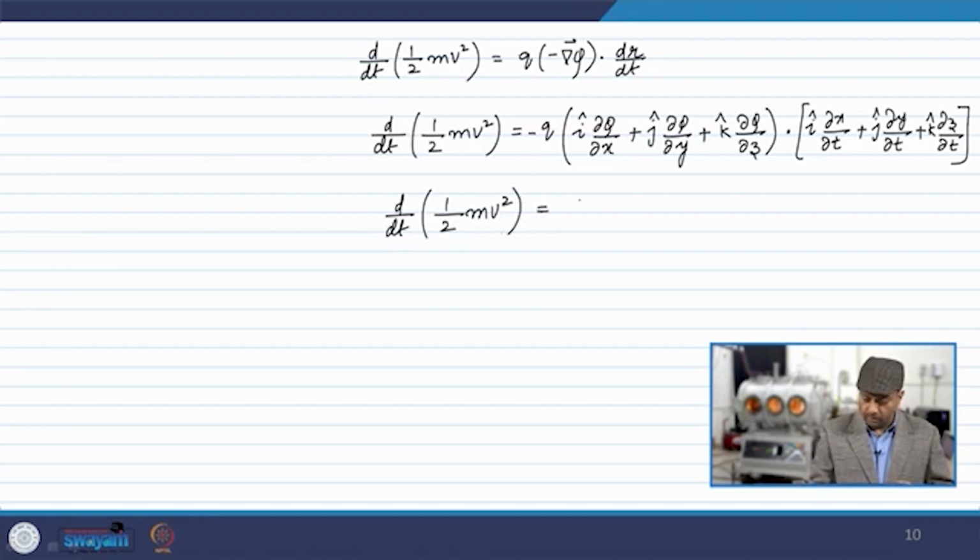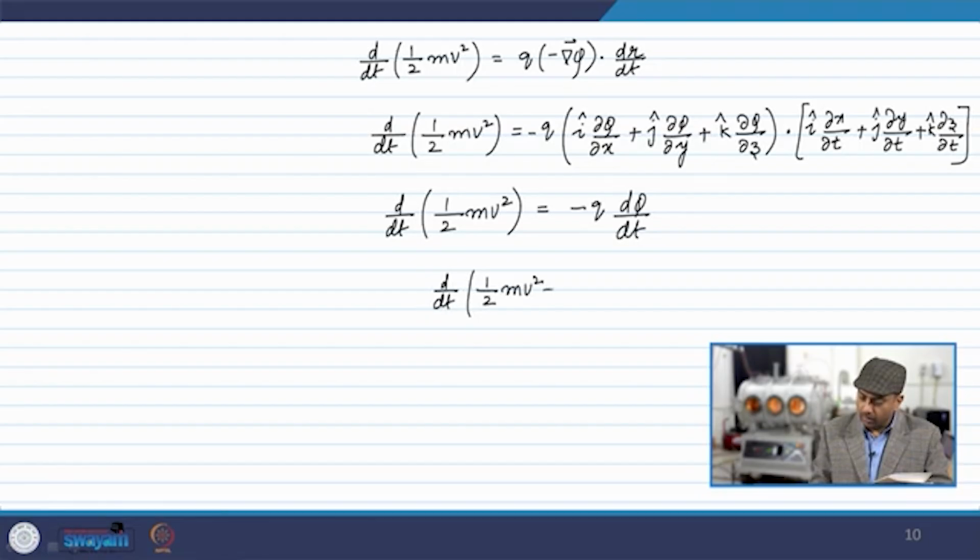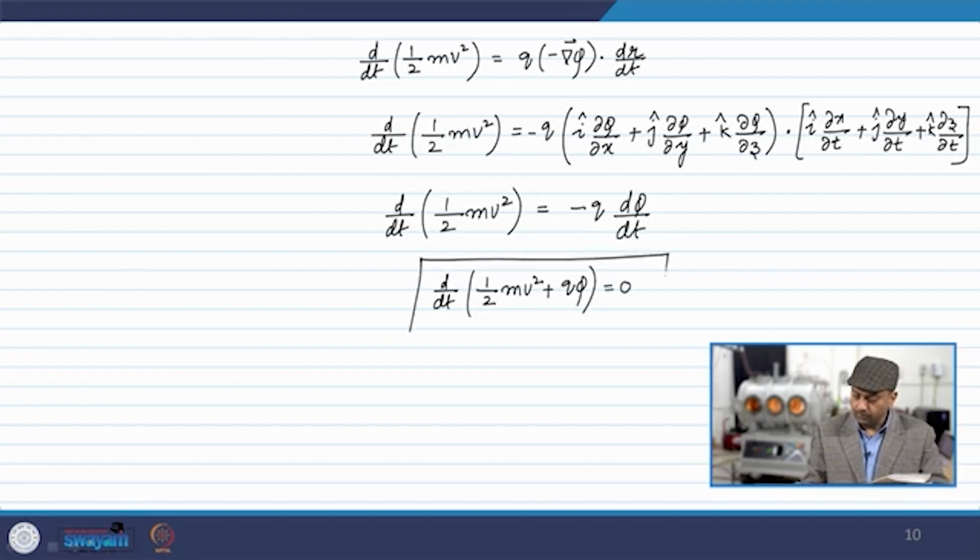So, if you resolve this dot product on the right hand side, you will be able to write d by dt of half mv square is equals to, so i dot i is 1 from the simple vector calculus, you may be knowing i dot i is equals to 1, dou phi by dou x multiplied by dou x by dou t, you will get dou x gets cancelled, you will get dou phi by dou t, right. So, we will have minus q times d phi by dt, or we can write d by dt of half mv square plus q phi is equals to 0.